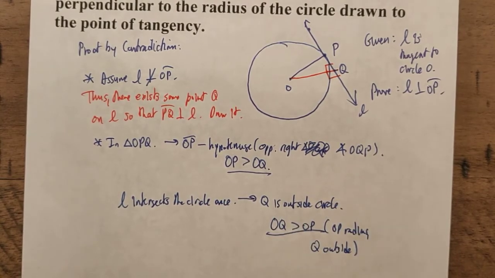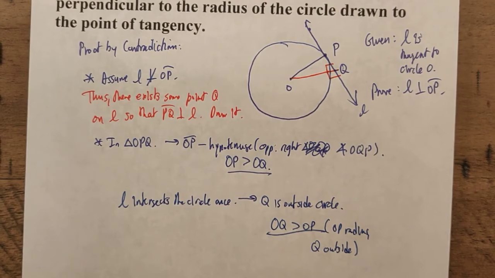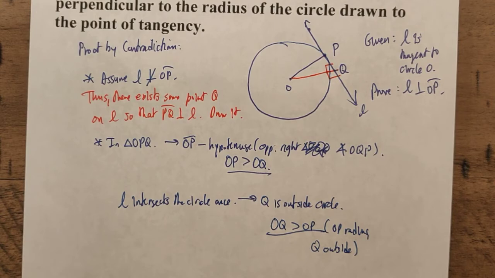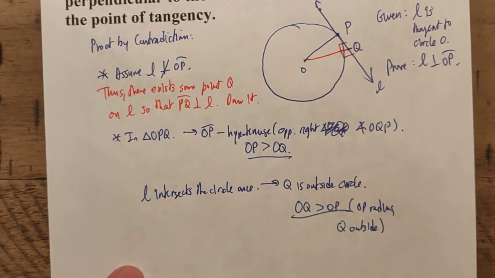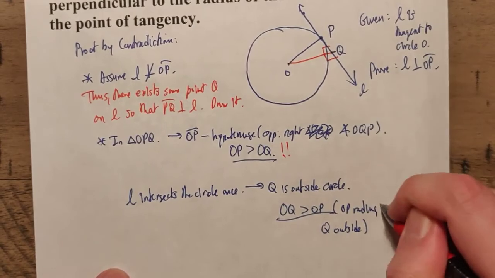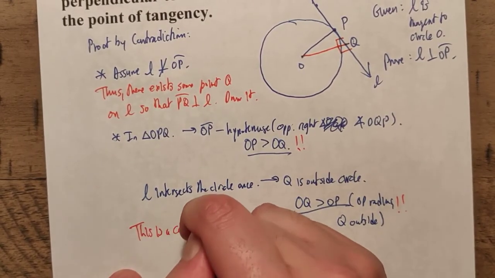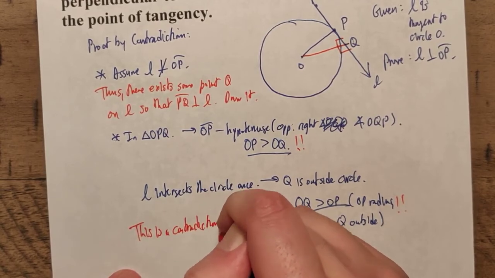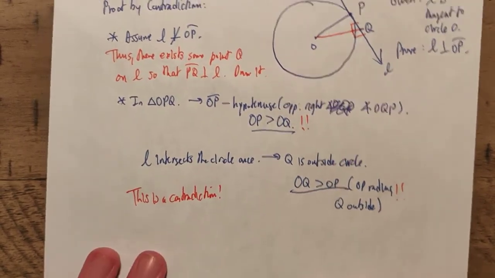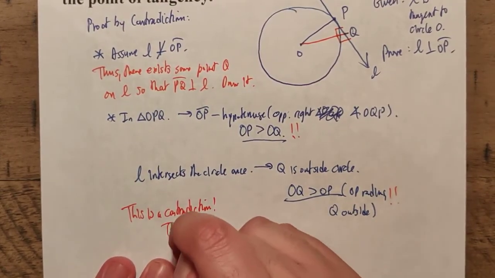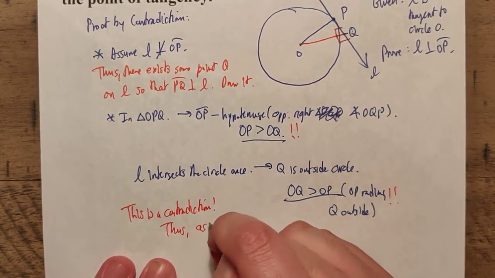Wait a minute. How's that possible? I have now shown that there exist two lengths, such that A is bigger than B and B is bigger than A. That's not possible. That's a contradiction, right? You can't have that happening here. So notice that this is a contradiction. So I'll go ahead and label this here. This is a contradiction, ladies and gentlemen. Thus, the assumption is wrong.